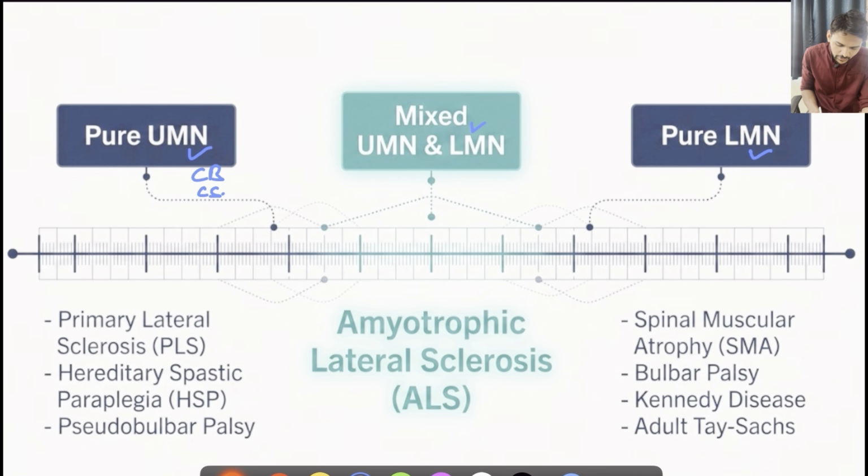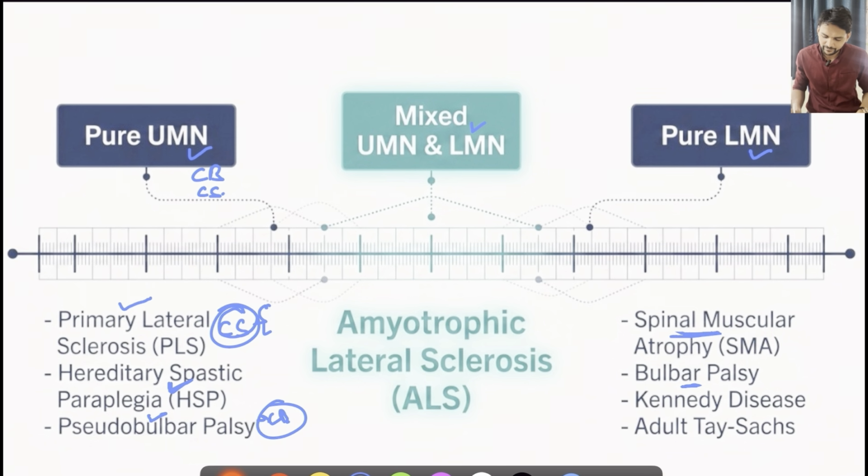So what are the examples? Suppose it is involving the corticospinal tract only. As we know, it is again divided into lateral and anterior corticospinal tracts, right? Because of this particular tract involvement, it is named primary lateral sclerosis. Then we have to remember pseudobulbar palsy, where it is involving corticobulbar tracts. And another pure UMN type of disorder is hereditary spastic paraplegia. When it comes to pure LMN type, if it is in the spinal cord region, it might manifest as spinal muscular atrophy. If it is in the bulbar region, it might manifest as bulbar palsy. The other pure LMN disorders, just to enlist, are Kennedy disease and adult Tay-Sachs disease.